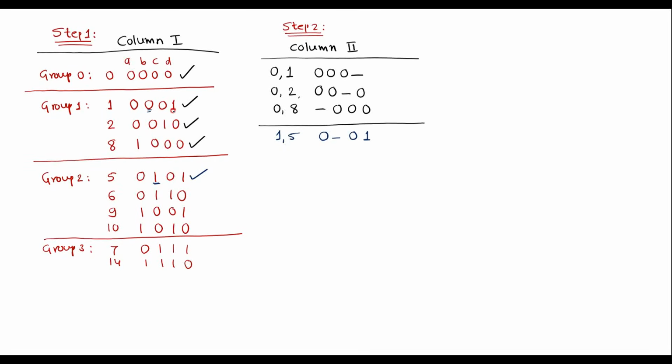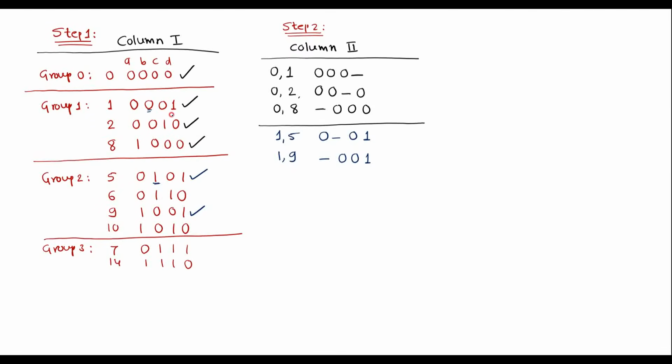Similarly, now I will compare 1 with, for easy understanding, the numbers which have LSB as 1. Here the LSB is 1. In 9 we have LSB as 1. So now I will compare 1 with 9. It differs by 1 bit, that is, by the MSB. Here we have 0, 0, 0, 1, and here we have 1, 0, 0, 1. So I can consider 1 and 9, in which the differing bit is the MSB, that is dash, 0, 0, 1. Now I will put a check mark to 9.